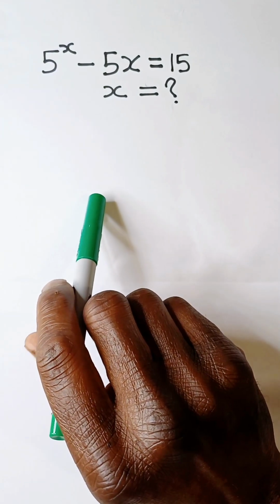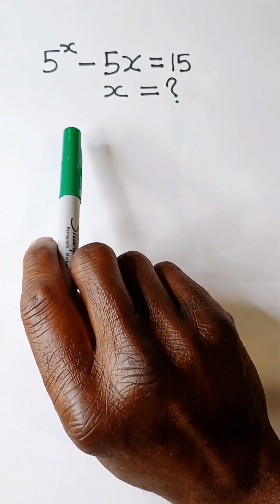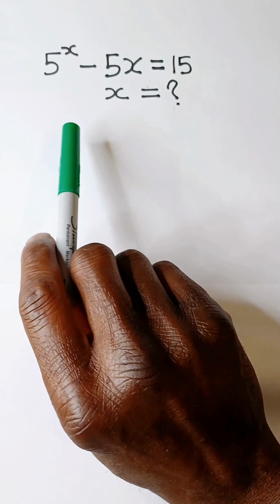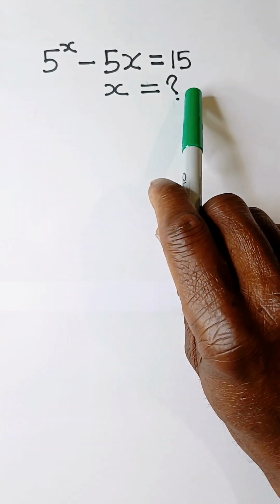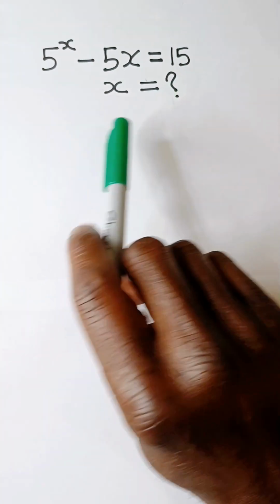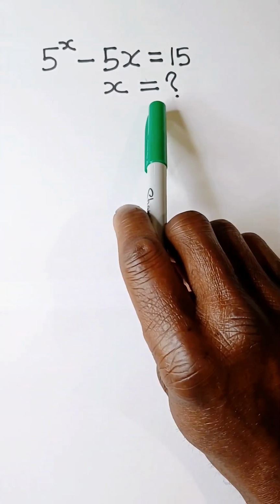Welcome to another video. We have a fascinating Harvard University entrance examination question before us. We have 5 raised to the power of x minus 5x is equal to 15. x is equal to what? Let us go ahead now and find the value of x.